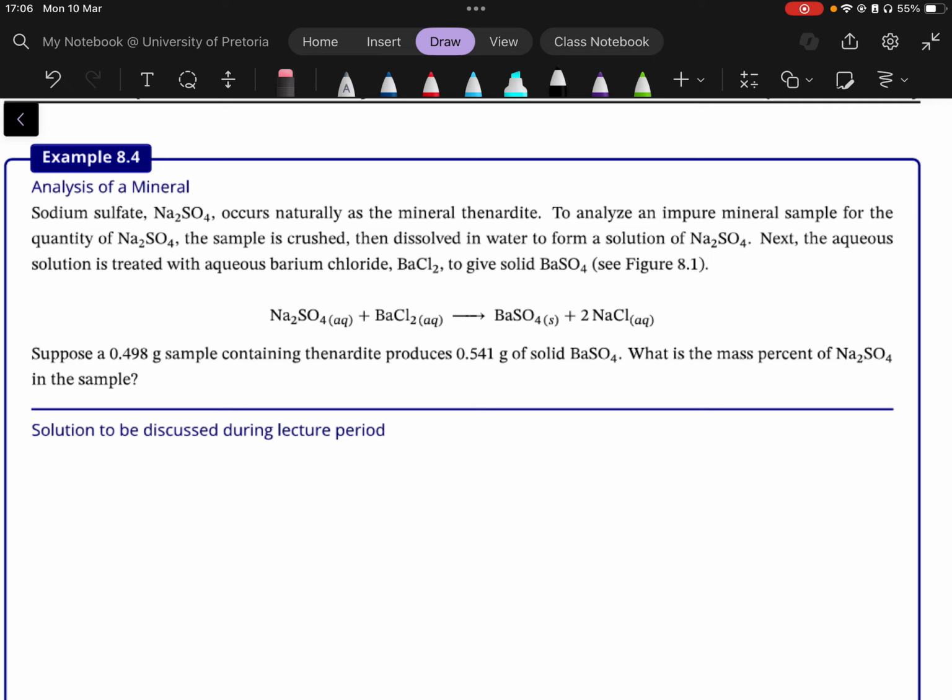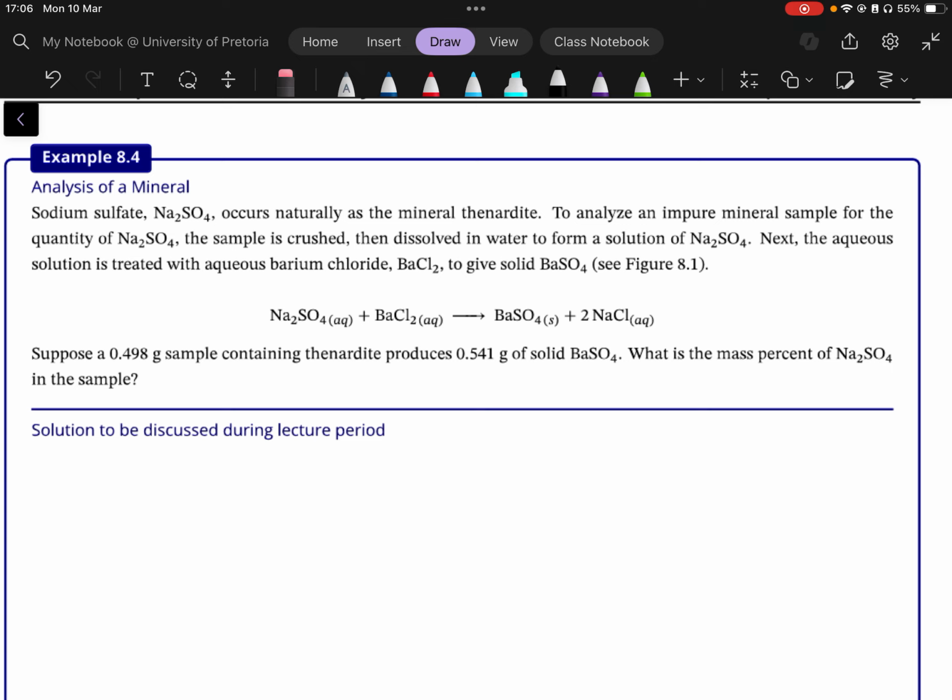So we're told sodium sulfate occurs naturally as some sort of mineral. To analyze an impure mineral sample, so that's an important word, we'll look at it just now, for the quantity of sodium sulfate, the sample is crushed, then dissolved in water to form a solution of sodium sulfate. Next, the aqueous solution is treated with aqueous barium chloride to give barium sulfate, according to this reaction equation. Suppose a certain amount of the sample containing the mineral produces so much solid barium sulfate. What is the mass percent of sodium sulfate in the sample? All right, so that's a lot of words.